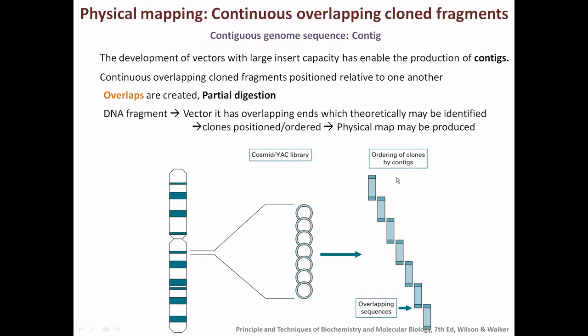So this is another way of preparing the overlapping sequence. This is called contiguous genome sequencing, or the Contig. The development of vectors with a large insert capacity makes the production of Contigs possible. Continuous overlapping clone fragments are positioned related to one another. Overlaps are created by partial digestions. So the DNA fragments, this is the cytogenetic map. From that, we prepare the different fragments of the chromosomes and clone them in a cosmid or yeast artificial chromosome library, a chromosome library. This consists of this entire area of overlapping DNA sequences like this.